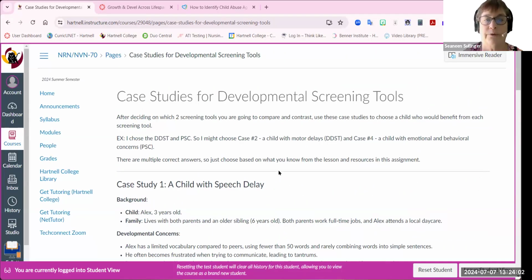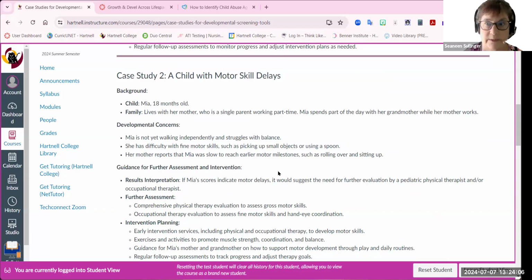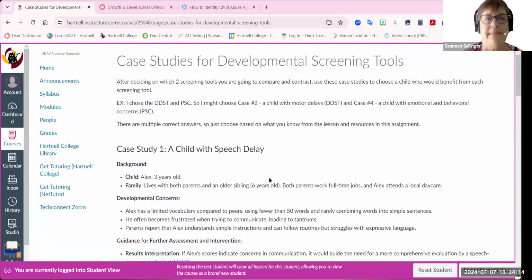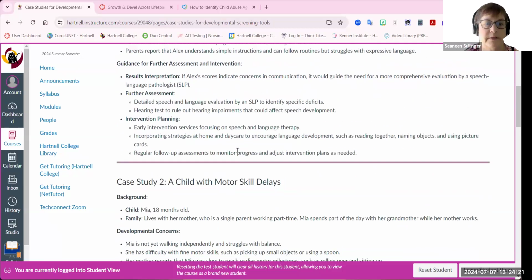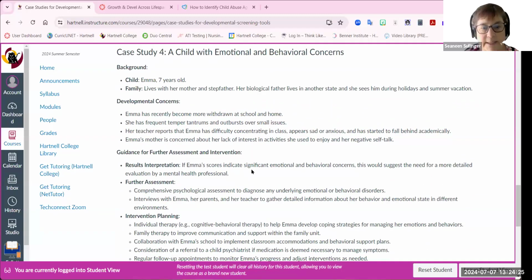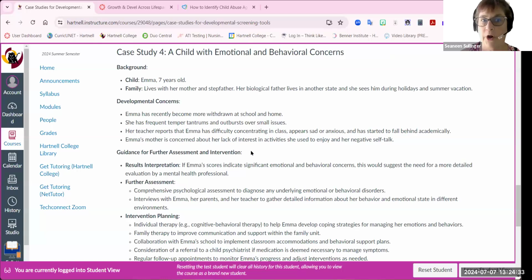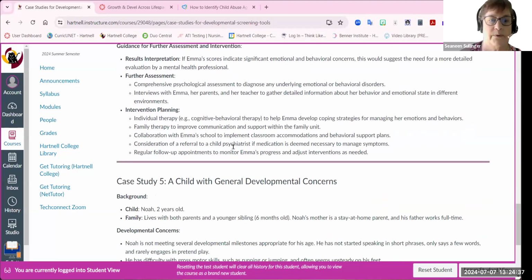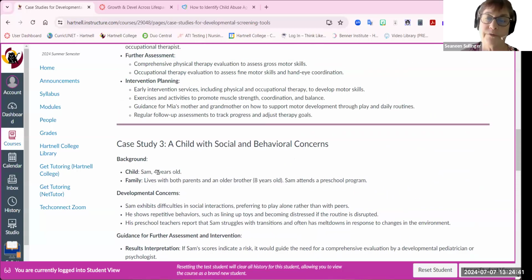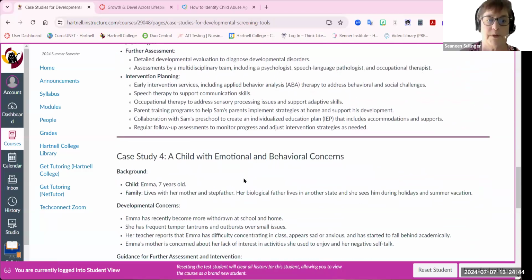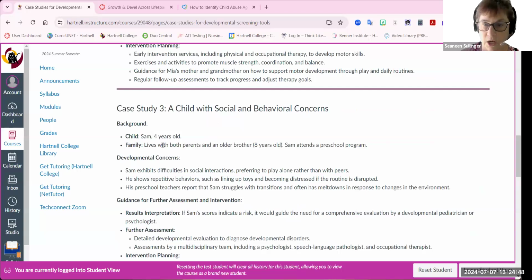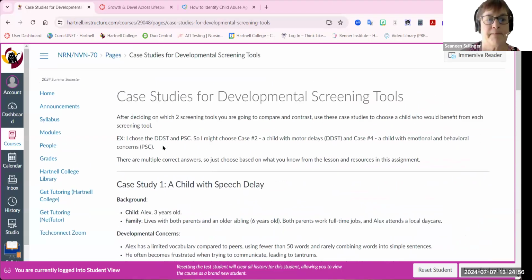So I think that case number 2, the child with motor delays, the Denver would give me the most information about that. Hopefully this makes sense. And then for my child with emotional and behavioral concerns, for the Pediatric Symptom Checker, that's number 4. So I think looking at this case, the Pediatric Symptom Checker might be the best. Now that's not to say that there are other ones that are better, but for example, this child is 7. And so my other child with social and behavioral concerns is 4. So if I'm going to use the M-CHAT, this child who's younger may benefit more from that because we'd want to catch it sooner than later. So hopefully that makes sense, right?